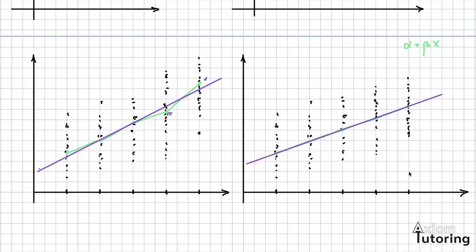I hope this was helpful for making the connection between the CEF and the OLS, because I know most of the time you only talk about the OLS.